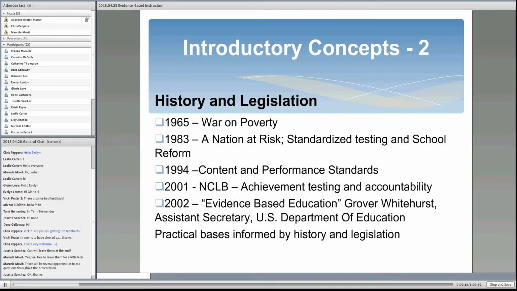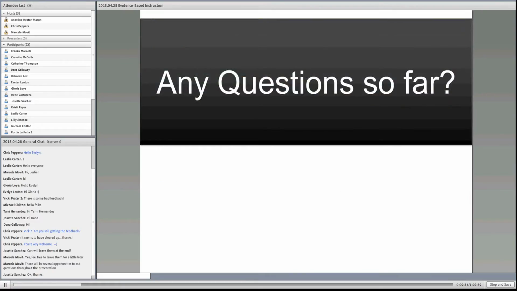Now, the way in which we look at evidence-based instruction today, or the practical basis of evidence-based instruction, is informed by this history and also by the legislation or laws that govern the conduct of education in the United States. So that's really important to consider. Are there any questions so far?